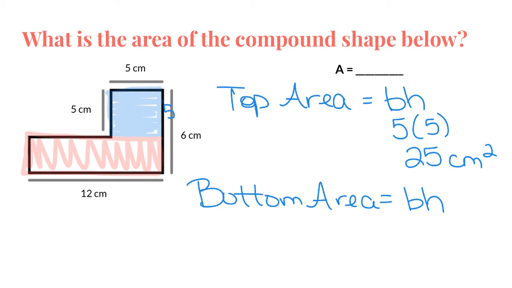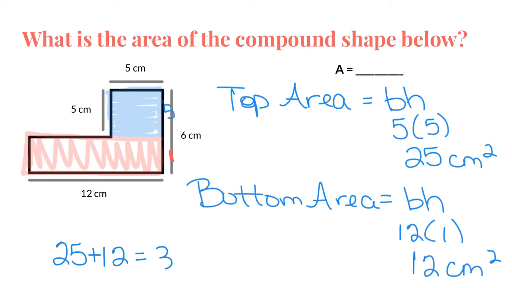This part's 5. That part's 1. I know they look the same. You go by the measurements, not by what you see. Okay? The drawings are not perfect. So 12 times 1, base and height. So 12 centimeters squared. How would we find the area of the full shape? Add them back up. So 25 plus 12, and we get 37 centimeters squared.